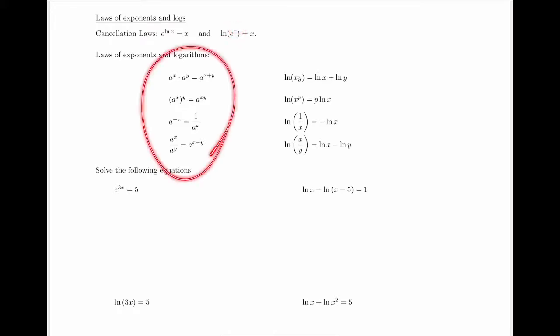Again, recalling all of the exponential laws, here are the corresponding logarithmic laws. The logarithm of a product is a sum of logarithms. If you have a logarithm of a number to some power, that power can come down to be in front of the logarithm. And then the quotient: the logarithm of a quotient is a difference of logarithms.